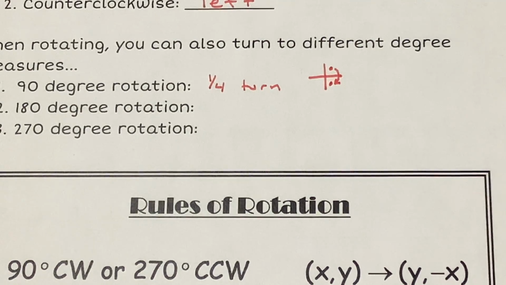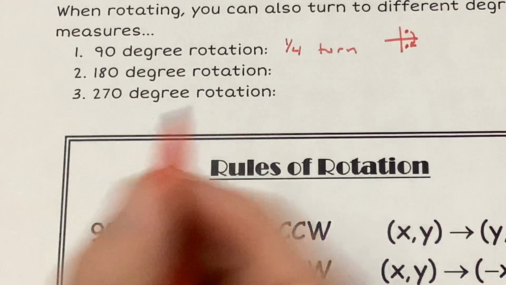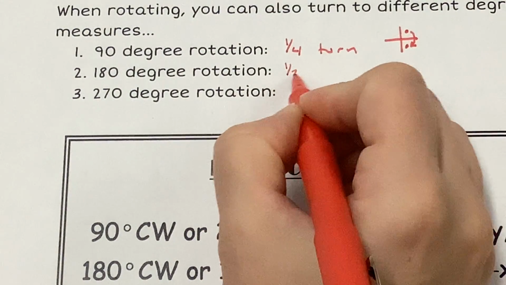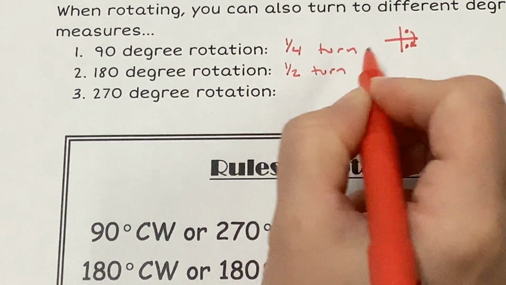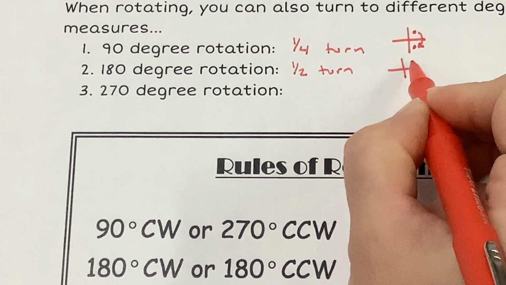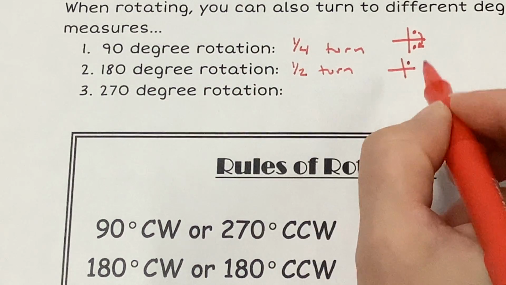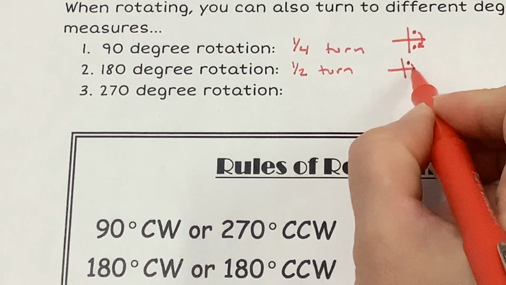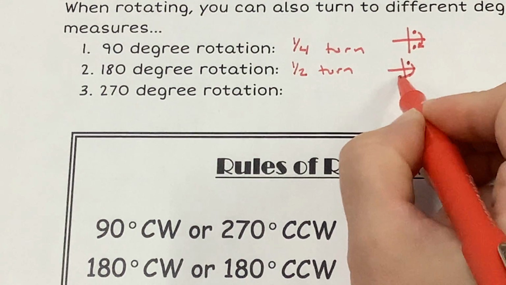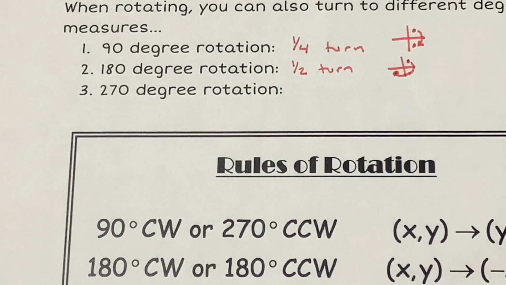Okay, and the 180-degree rotation is exactly halfway. It's a half turn, which makes everything exact opposite of where it was. So if you're turning on a graph, let's say clockwise or counterclockwise, it doesn't matter which direction for this particular rotation. So if this is 90 and then do another 90, that's 180.